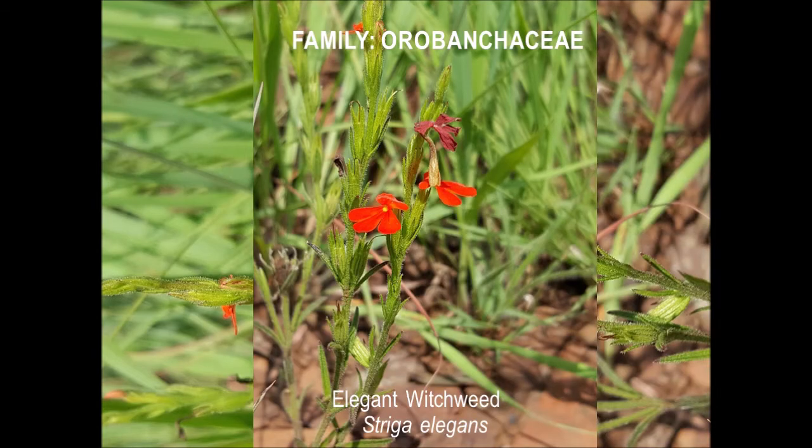From the Orobanchaceae is the elegant witchweed, Striga elegans. This is a parasitic plant, a hemiparasitic plant, which grows from the base of rhizomes of grass plants. So it's parasitic on grasses, and you would typically find it underneath tall grasses growing in an open grassland or a savanna.